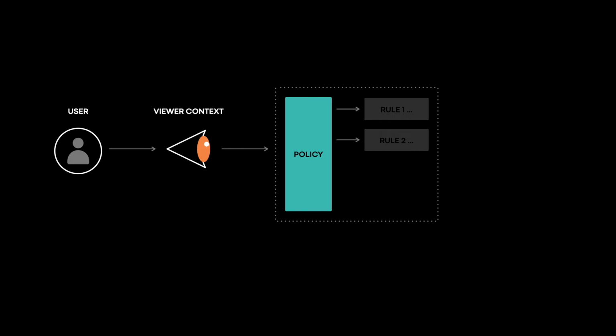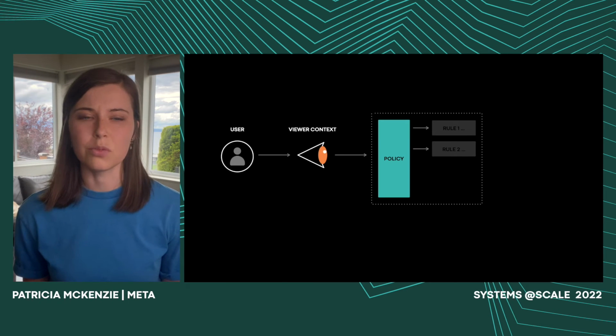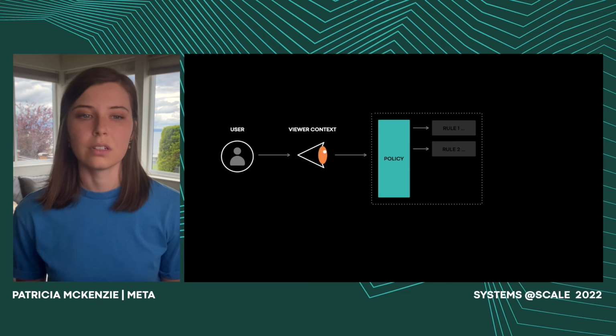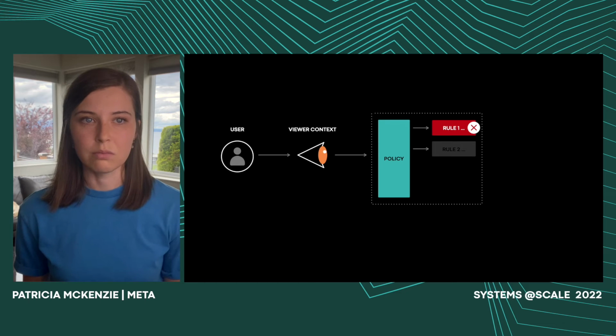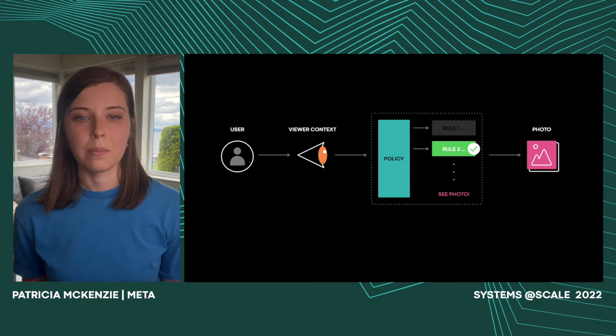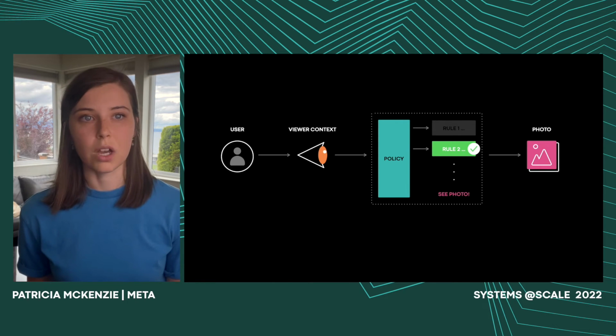The privacy policy is generated for every Ent schema and can contain a set of rules ranging from super simple, like allow if I own the object, to pretty complicated, like deny if this is posted in a secret group that the viewer isn't a member of. Each rule can return an allow, a skip, or a deny result. It's pretty self-explanatory. If a deny is returned, the user cannot see the data. And if a skip is returned, we move on to the next rule. If an allow is returned, the user can see the data. The rules are evaluated in order from top to bottom.